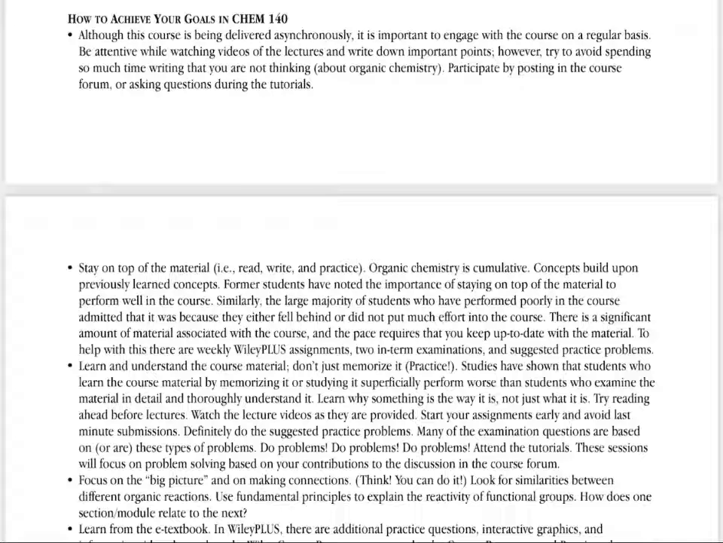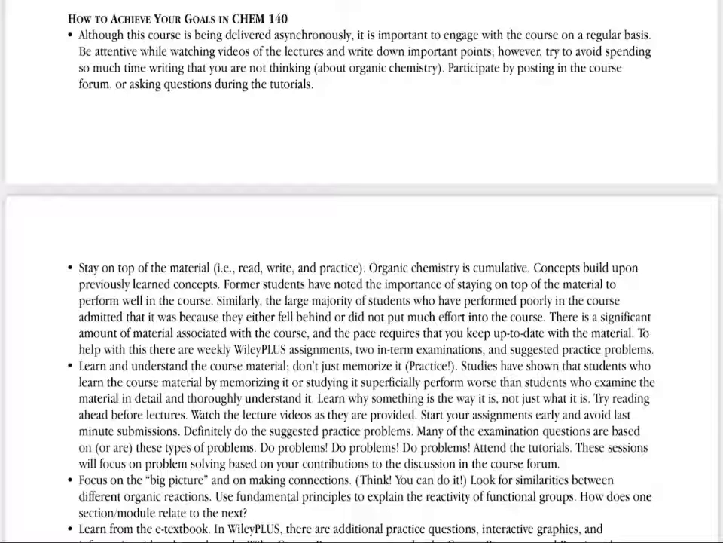Try reading ahead before the lectures. Watch the lecture videos as they are provided. Start your assignments early and avoid last-minute submissions. Definitely do the suggested practice problems. Many of the examination questions are based on or are these types of problems. So doing problems is very key.